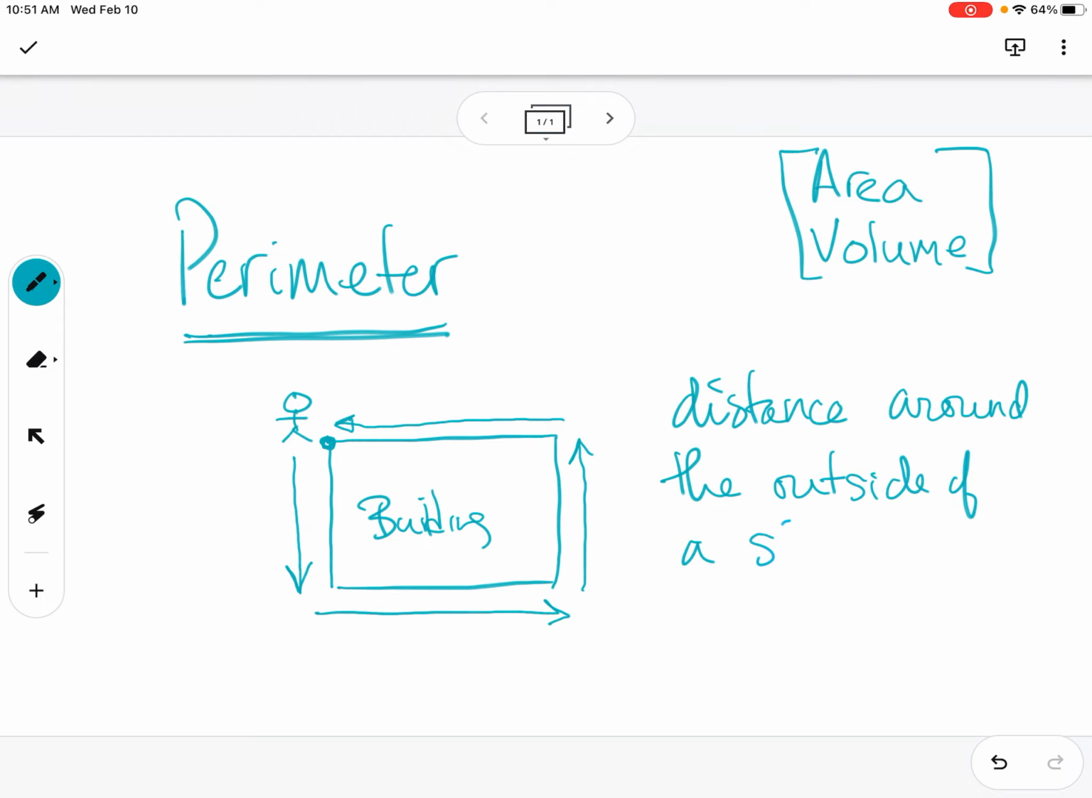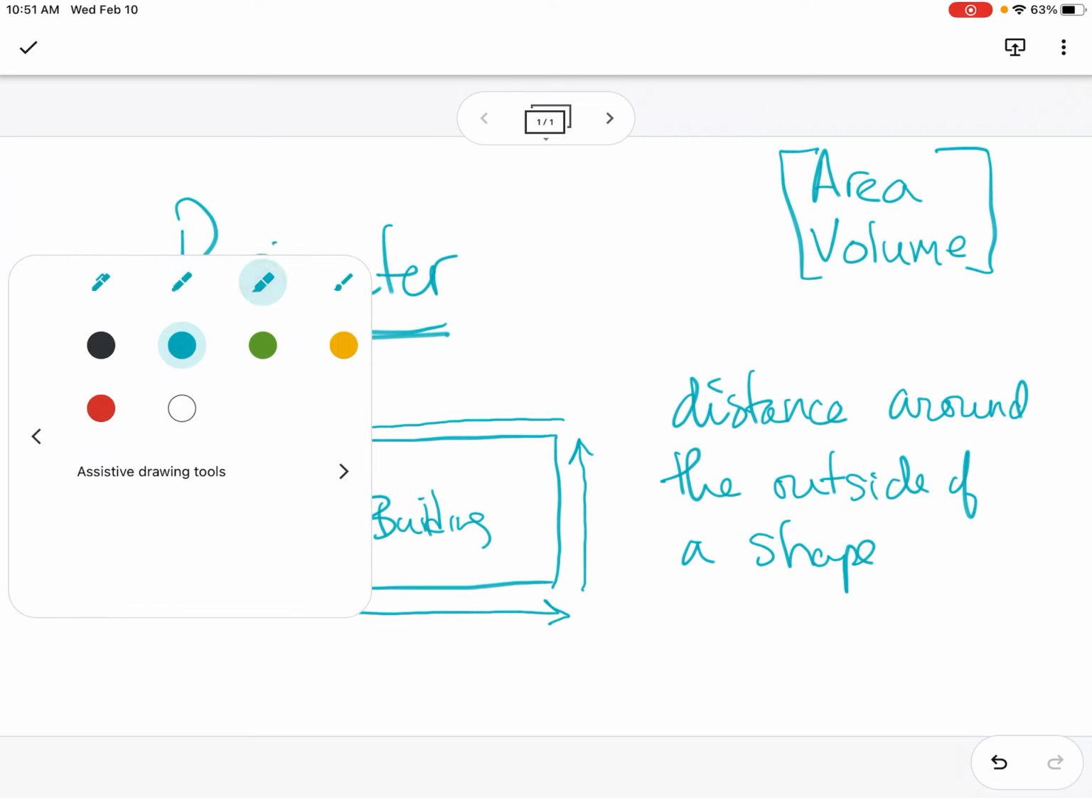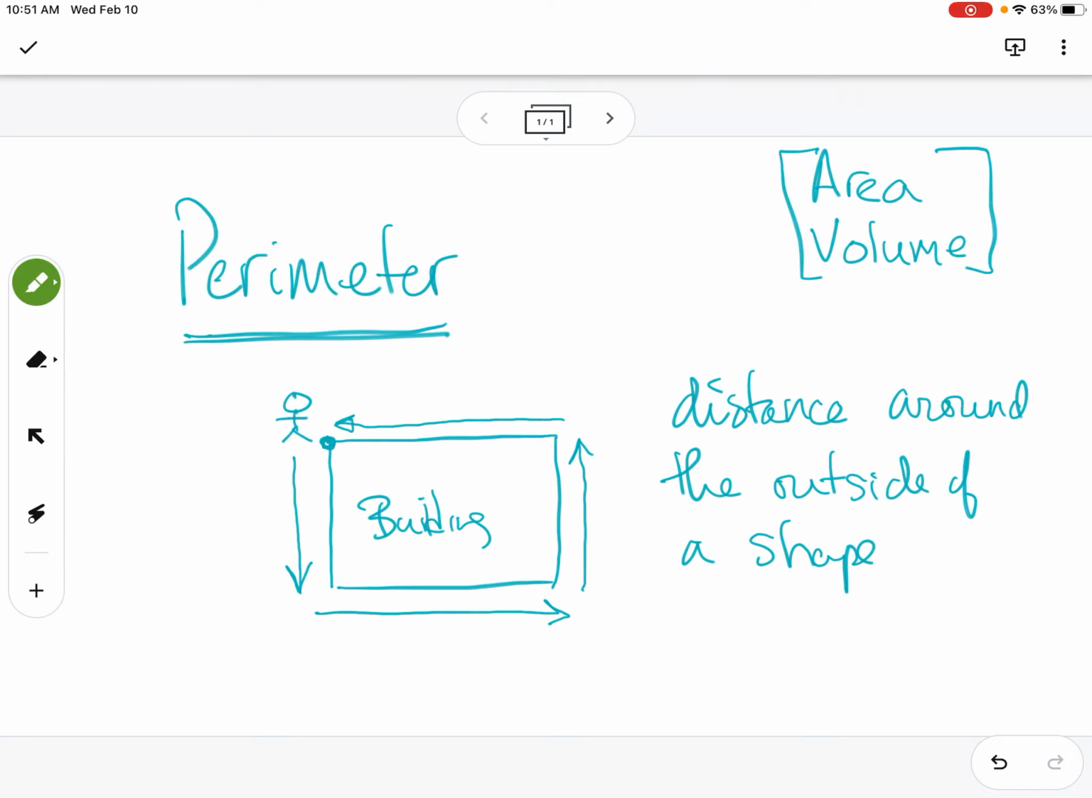of a shape. A couple of words I just want to draw some attention to. First of all, perimeter is a distance. So we measure distance with units like feet, inches, how far it is from one place to another. And the other thing is that perimeter is not just a distance, it's the distance around the outside. So perimeter isn't around the inside or on the inside of a shape, it's the distance around the outside of a shape.